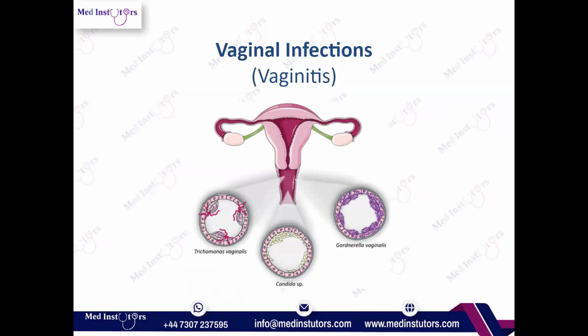So let's start a high yield topic from microbiology, which is vaginal infections. It is also termed vaginitis. Classically, if we look at the prevalence, we have three classifications based on the causative organism. It might be bacterial vaginitis, it might be fungal, and it might be parasitic. Sorry. These three types are the most common types of vaginitis.